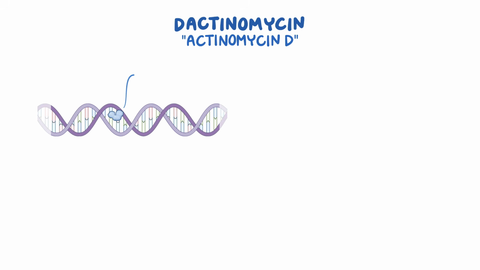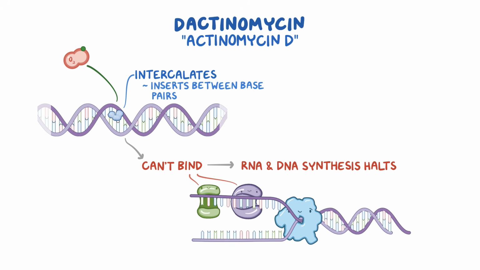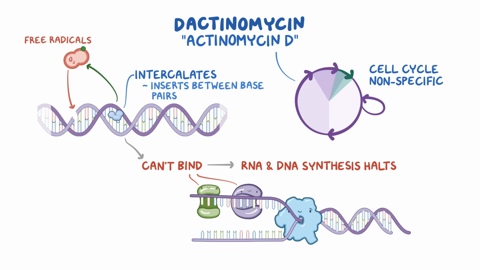Dactinomycin is a peptide that intercalates into the DNA molecule, which means that it inserts itself between the normal base pairs. As a result, RNA and DNA polymerase cannot bind to DNA, so RNA and DNA synthesis comes to a halt. In addition, Dactinomycin can also generate free radicals like Bleomycin, and cause breaks in the DNA strand. Note that Dactinomycin is cell cycle nonspecific, meaning it acts on tumor cells during all phases of the cell cycle, including the resting G0 phase.